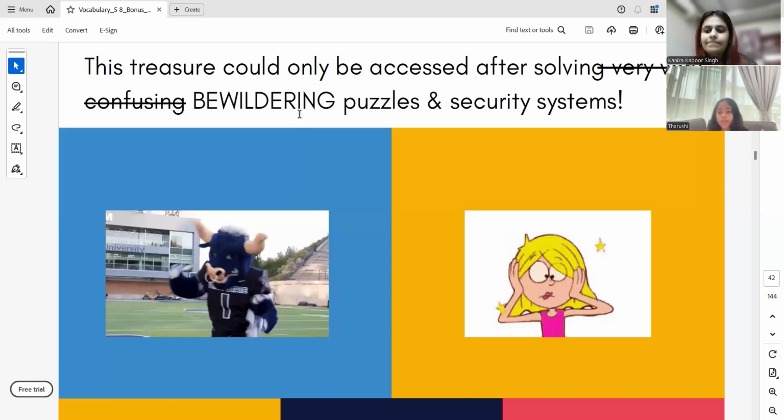This puzzle is bewildering. Yes, this puzzle is bewildering, so it's difficult to solve.